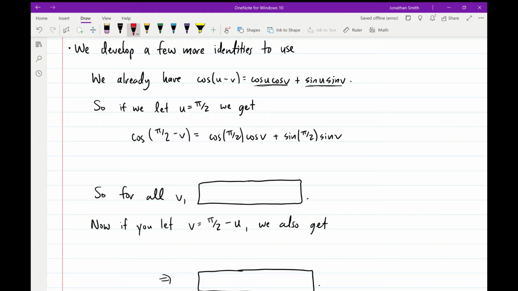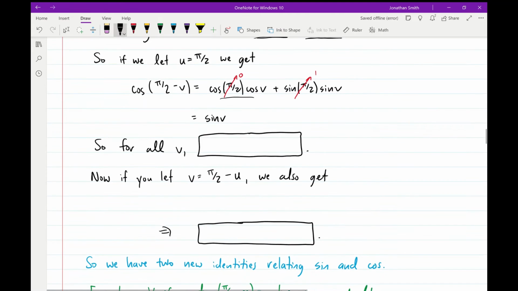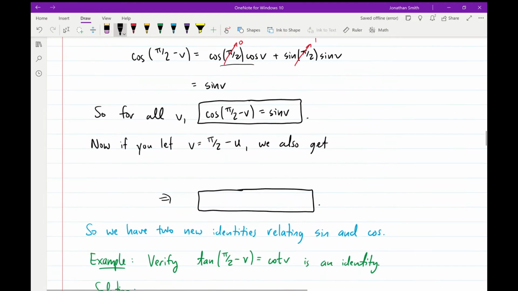But cosine of pi over 2 is just 0, and sine of pi over 2 is just 1. So the left-hand part of the sum ends up being 0, and the right-hand part of the sum is just sine of v. This gives us another identity: for all v, cosine of pi over 2 minus v is equal to sine of v. So this is true all the time. It's another identity that we can now use.